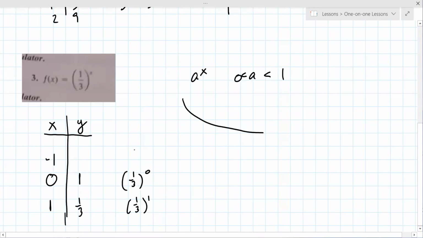Negative 1 is the next exponent, because when you put anything to the negative 1 power, it flips it, so it becomes 3 over 1 to the power of 1.